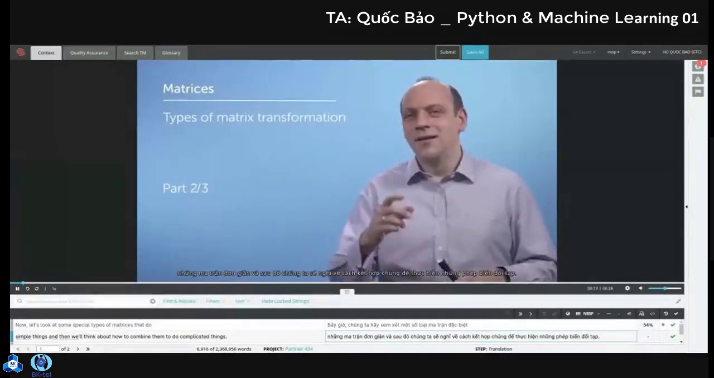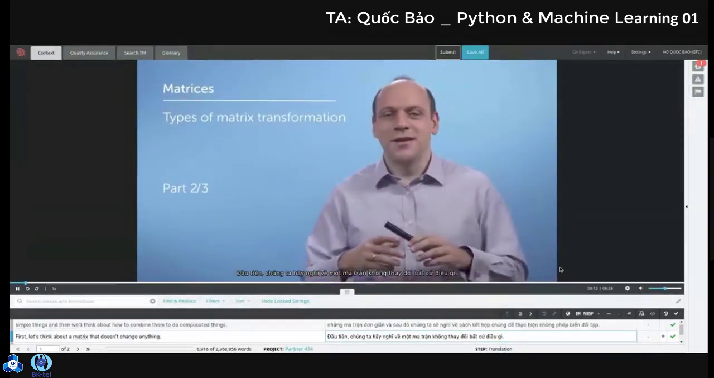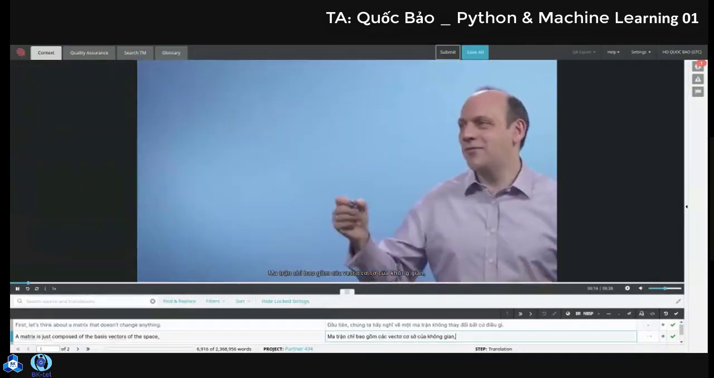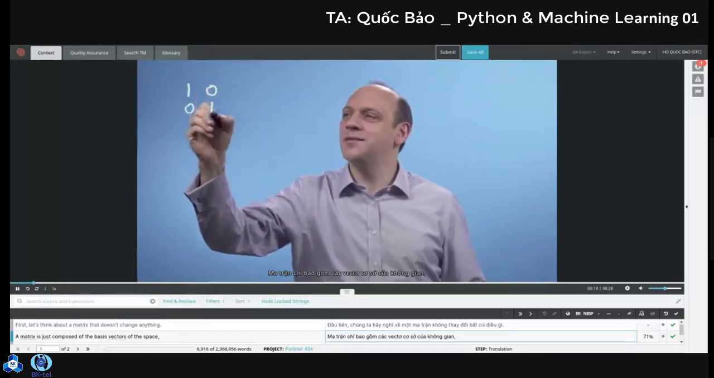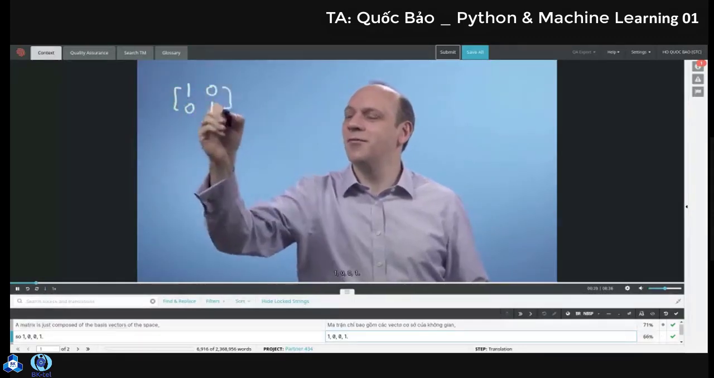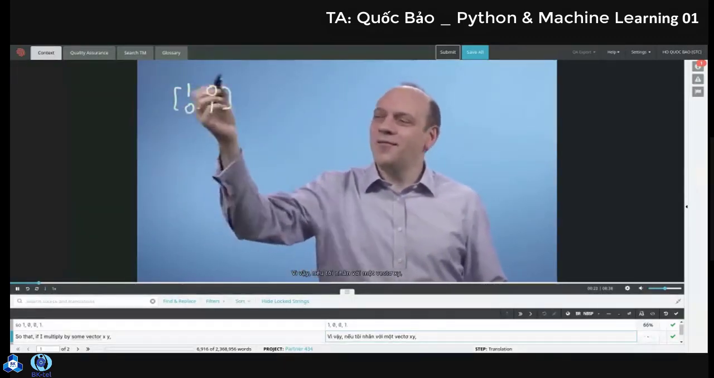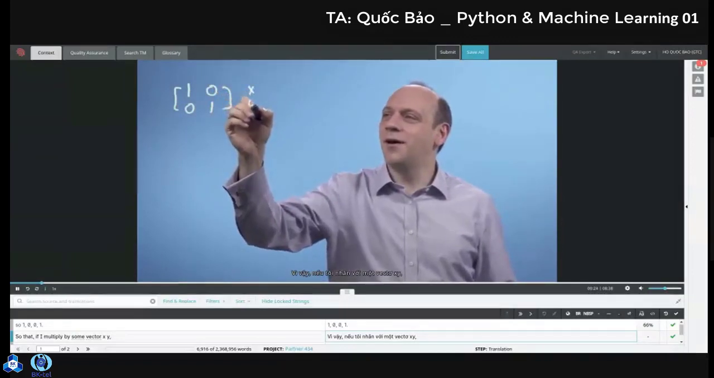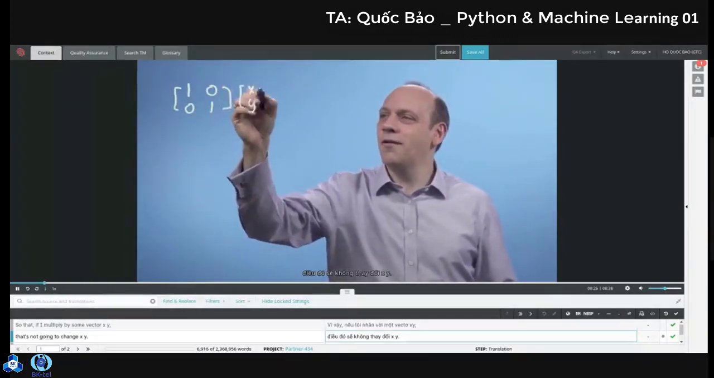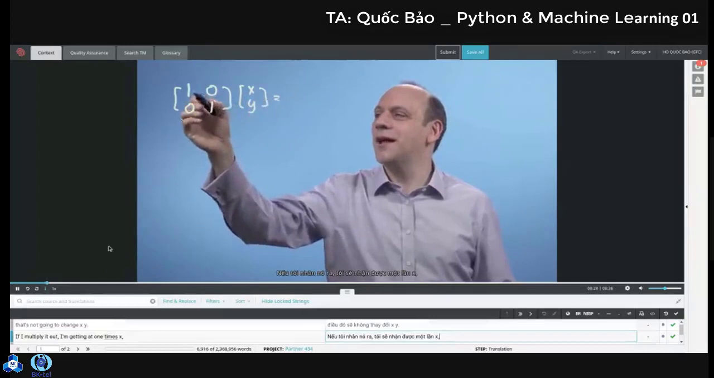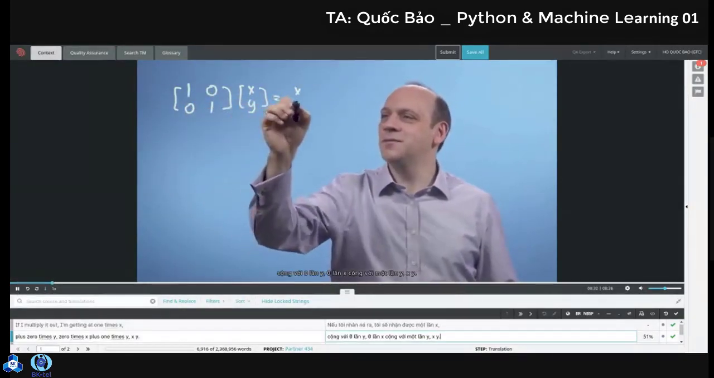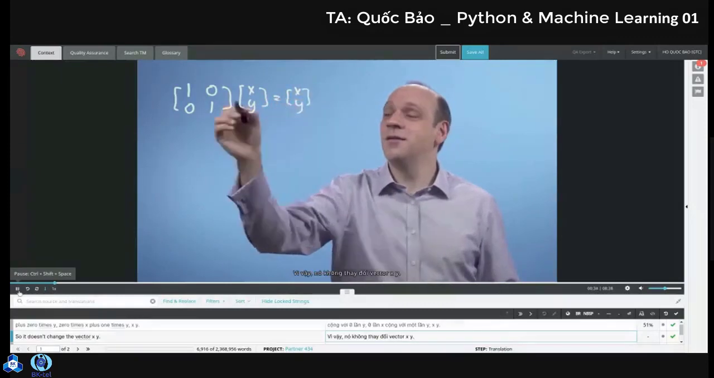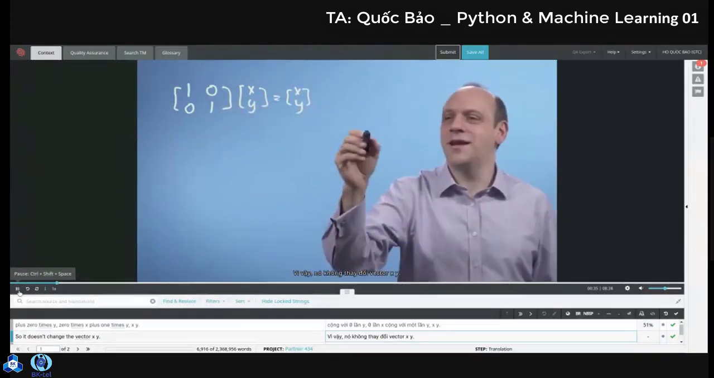First, let's think about a matrix that doesn't change anything, a matrix that's just composed of the basis vectors of the space, so 1, 0, and 0, 1. So that, if I multiply it by some vector xy, that's not going to change xy. If I multiply it out, I'm going to get 1 times x plus 0 times y, 0 times x plus 1 times y, xy. So it doesn't change the vector xy.